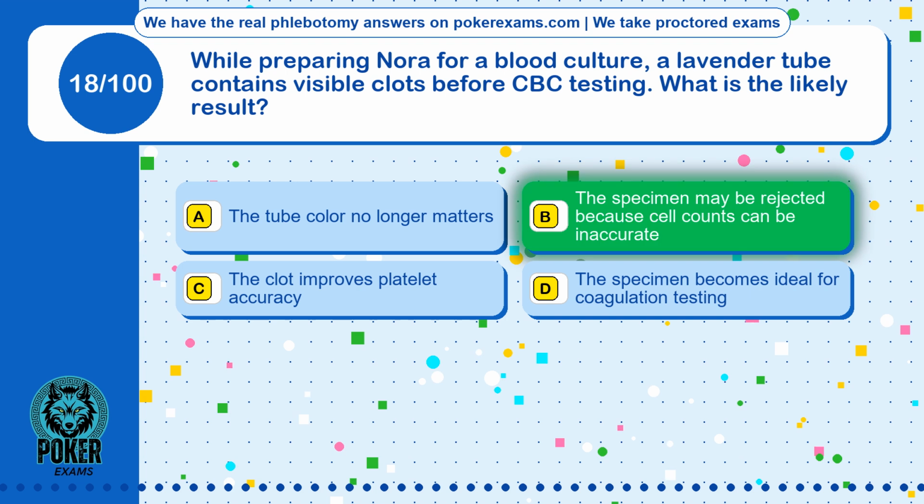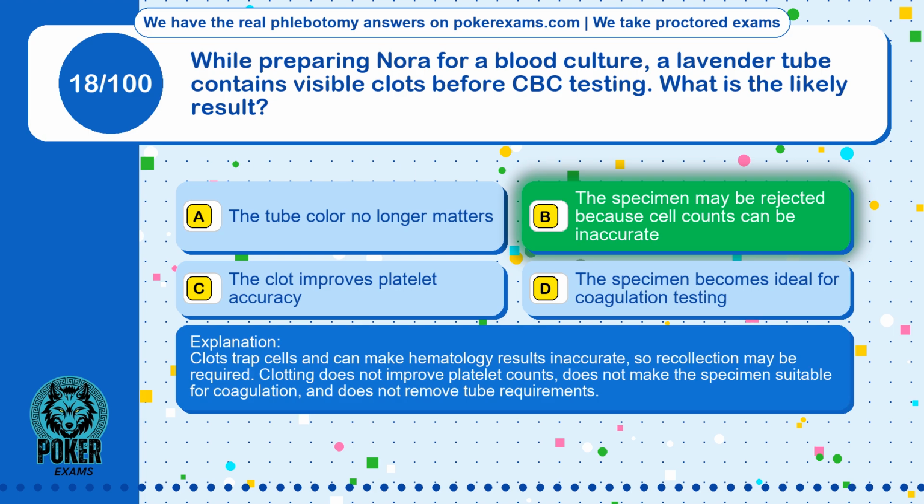The correct answer is option B. The specimen may be rejected because cell counts can be inaccurate. Clots trap cells and can make hematology results inaccurate, so recollection may be required. Clotting does not improve platelet counts, does not make the specimen suitable for coagulation, and does not remove tube requirements.